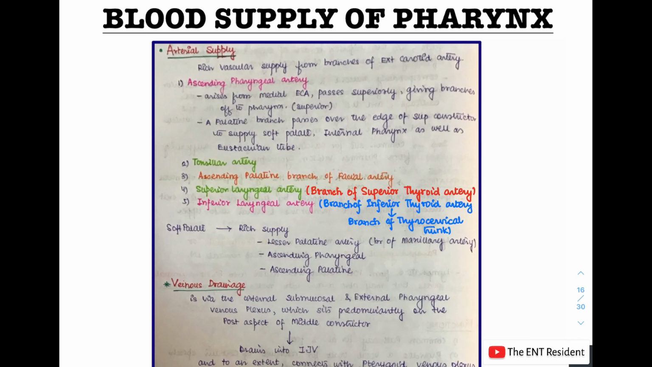First, in arterial supply, you will see that pharynx has a very rich vascular supply, and it has all the supply from branches of the external carotid artery. Now, what are these branches? There are 5 branches in total. The first branch is the ascending pharyngeal artery.